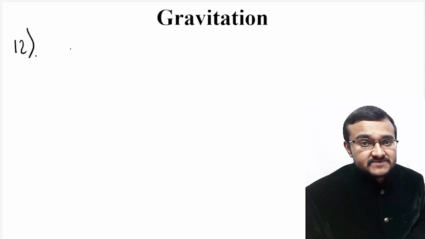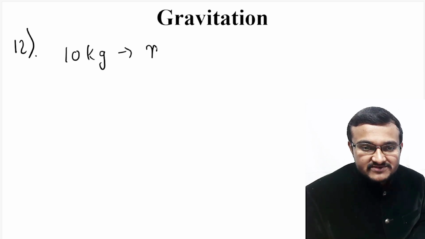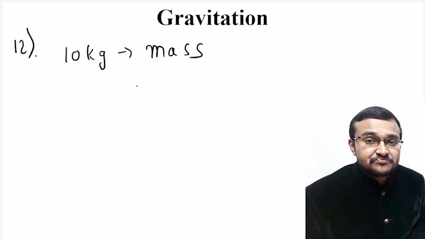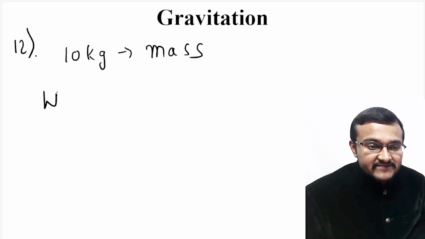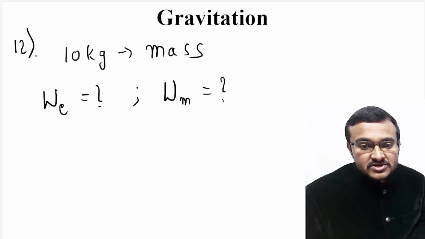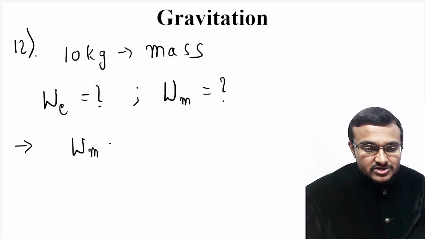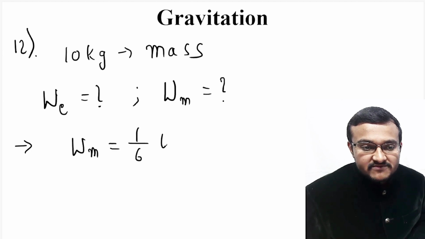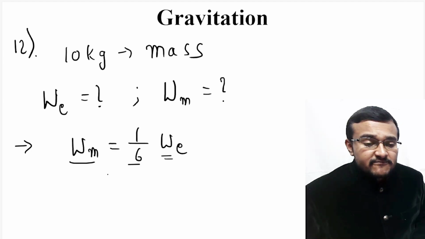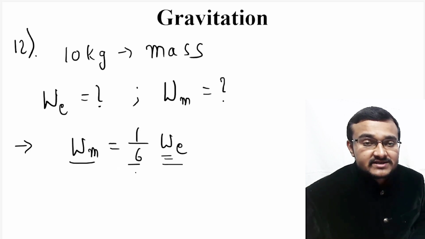So coming to the 12th question, here there is a 10 kg massed object. So there is an object which has mass equal to 10 kg. Now you have to calculate weight of this particular object on earth and weight of the same object on moon surface. So one hint they have given in this particular question, that is weight on moon is 1/6 of the weight on earth.